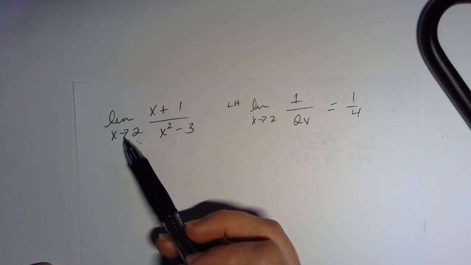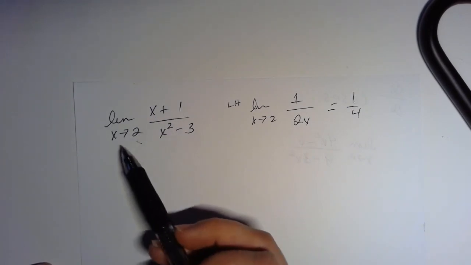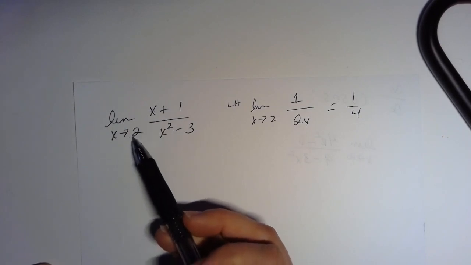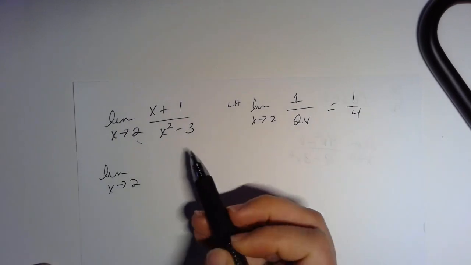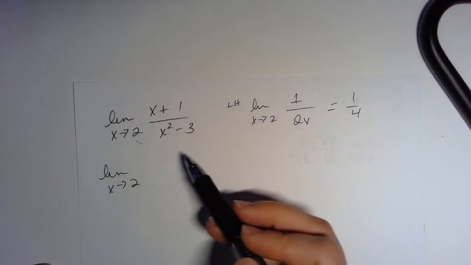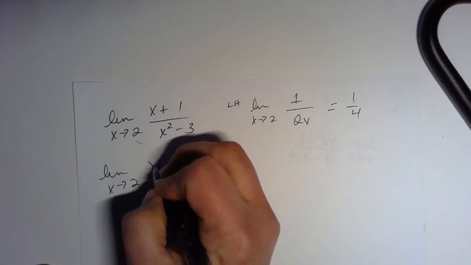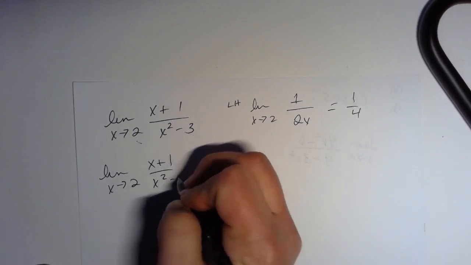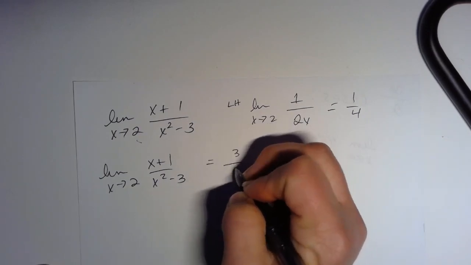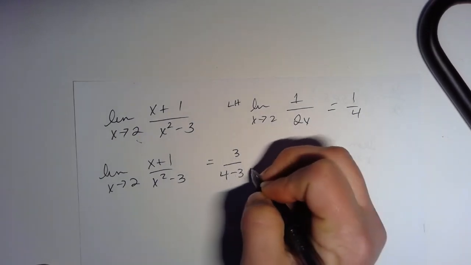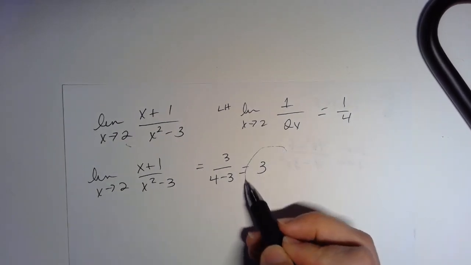I actually didn't check to see if this was a 0 over 0 or infinity over infinity case. And in fact, it's not, because when I plug in 2, there's nothing wrong with me plugging in 2. This function here is continuous at x equals 2. So when I plug in 2, I can just actually plug it in here. Remember those easy cases? And I get 3 over 4 minus 3, which actually gives me 3. So this is what the actual limit is.